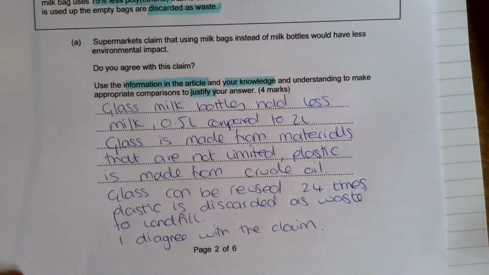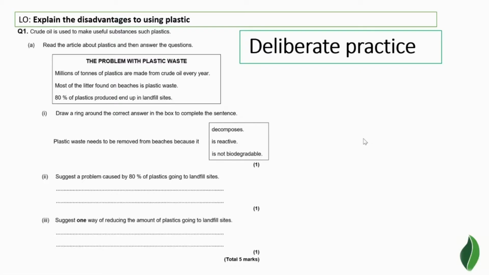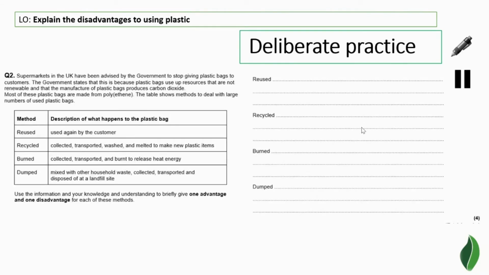Alright, so now you're going to have a look at some questions of your own, and then I'll go through them with you as well. Okay, so it's deliberate practice time. So I've gone through an exam question with you. So what I'd like you to do now is pause the video here and answer these questions. And then pause the video here and answer these questions. Then you can watch the video to review your answers.